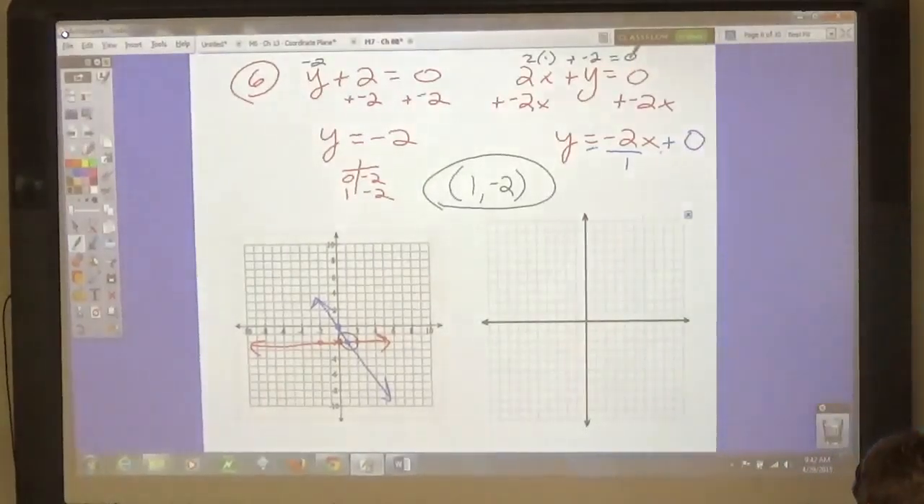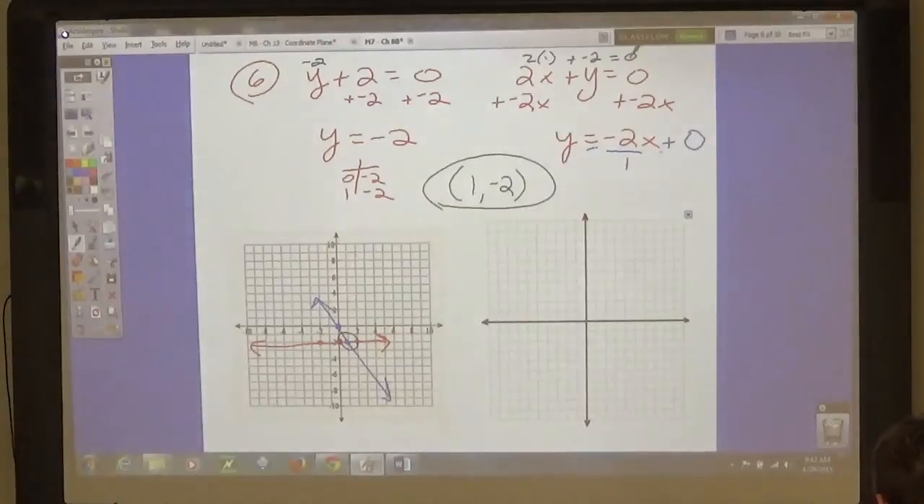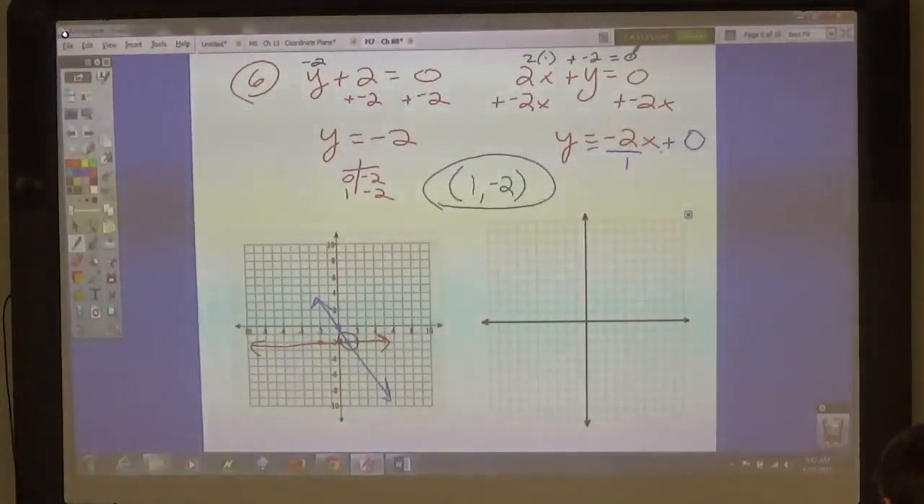Okay? This is kind of fun, 7th graders. All right? All of these are puzzles. I don't really like puzzles. They're puzzles that you can solve in different ways to find the solution.